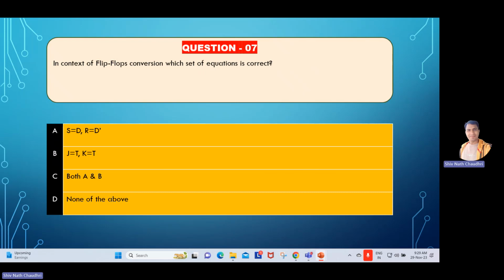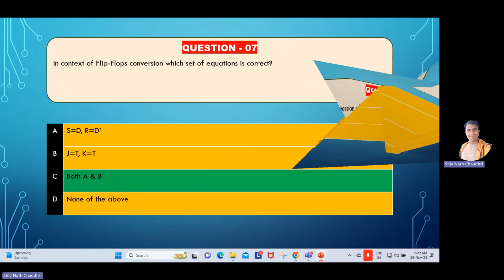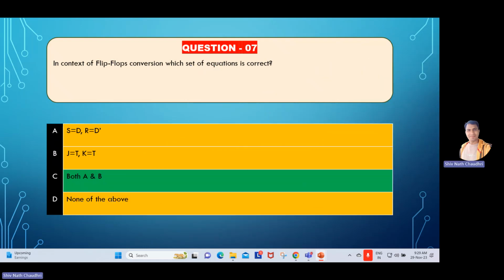Let's see which option is right here. See both. If we connect S and R using one NOT gate, and the simple input is given to the S and the complemented input is given to the R, then we get a D flip flop from an SR flip flop. And if we short J and K terminals, we get a T flip flop from J and K.